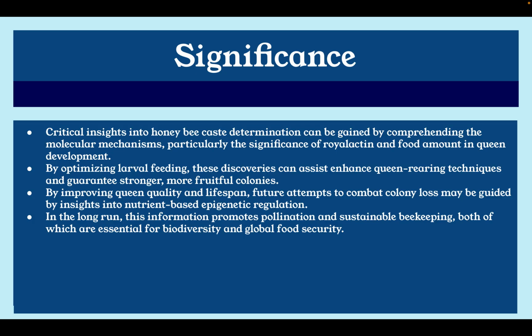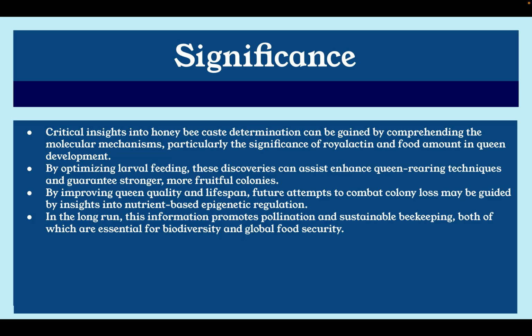Understanding the molecular mechanisms behind honeybee caste differentiation, especially the role of royalactin in larval nutrition, can definitely improve queen rearing practices. These insights can lead to healthier, longer lived queens, helping combat colony loss and support sustainable beekeeping, biodiversity, and global food security. This just covers a little bit of how important it is. It is so essential to queen bee development.